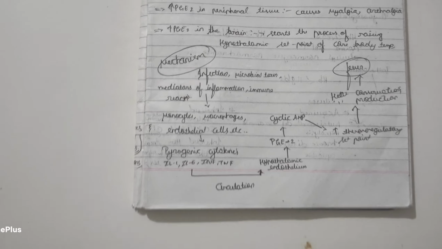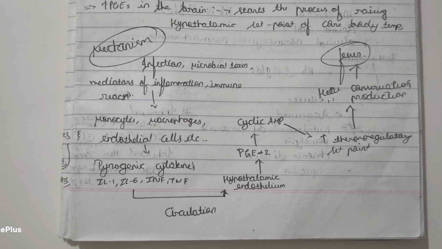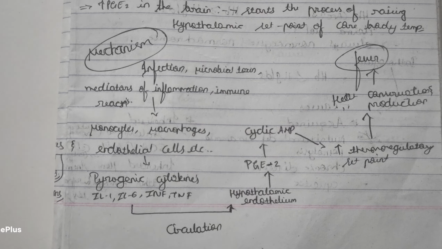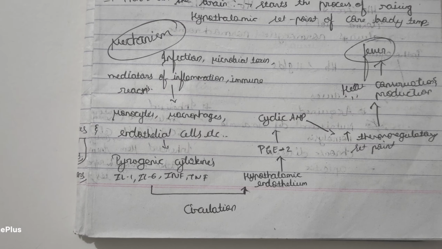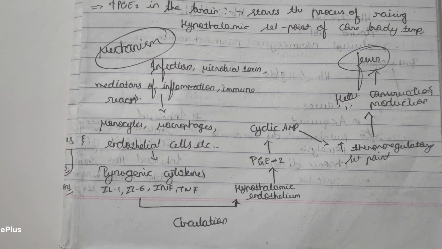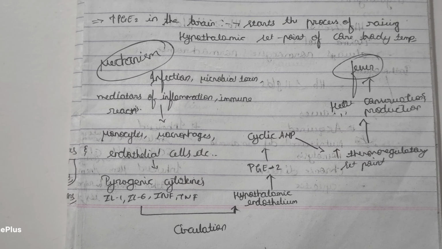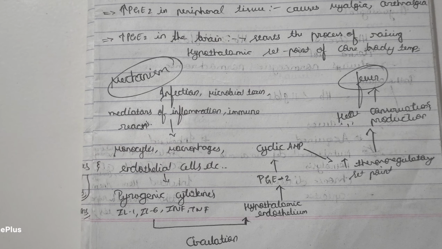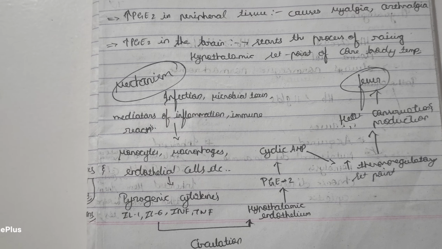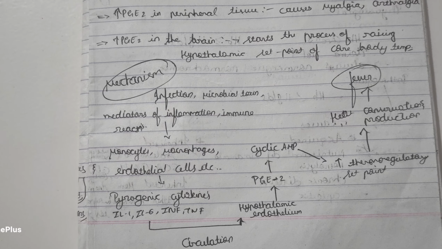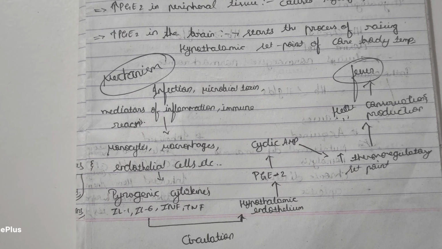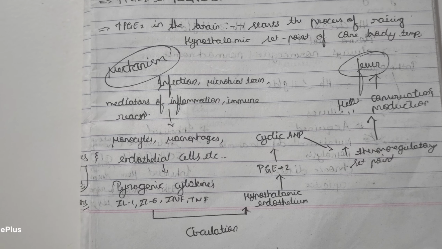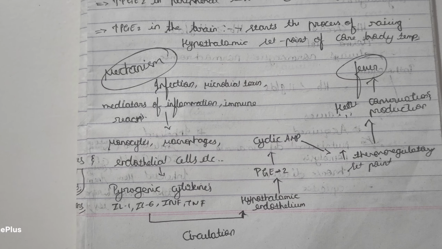Okay, see, finally we'll see an overview of what I have explained. Mechanism: see, the infection, microbial toxins, mediators of inflammation, or immune reactions may cause fever. Okay, these are mediated through the production of chemical mediators by what cells? Monocytes, macrophages, and endothelial cells. You can see. Okay. Then these pyrogenic cytokines, what will they cause?